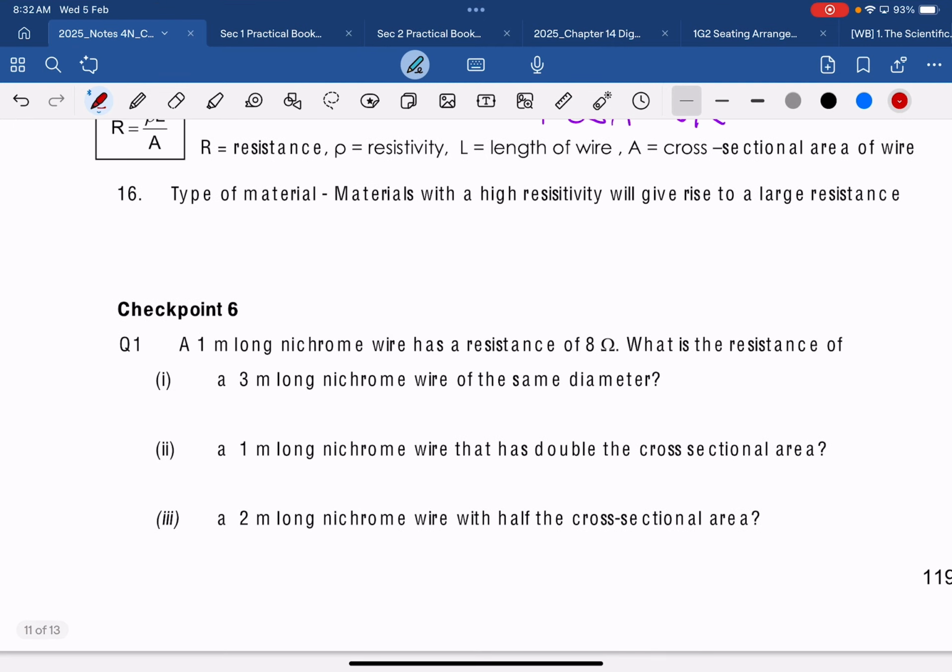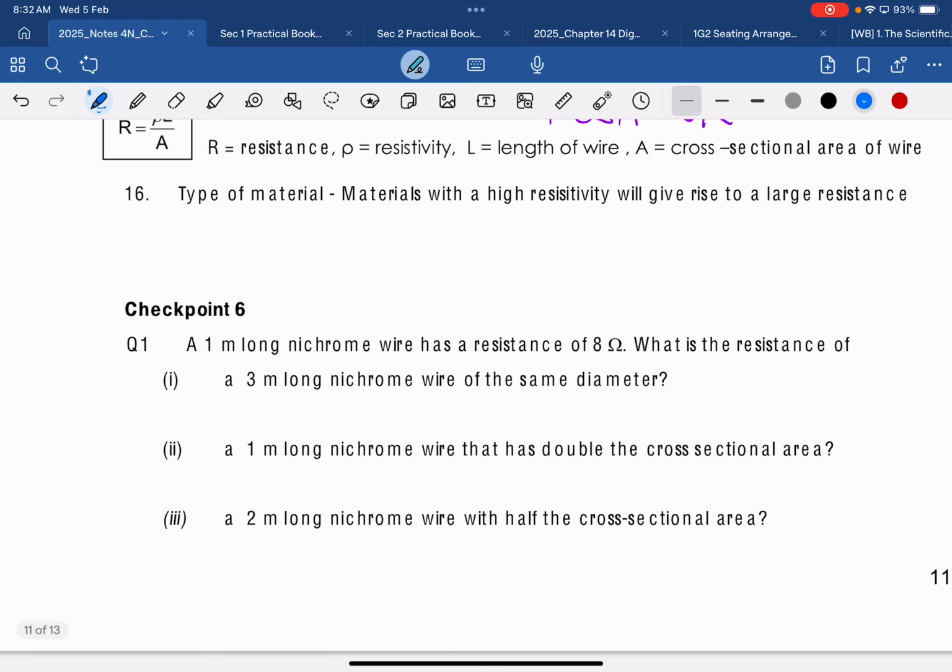Let's do part 1 together, then the other 2 you leave as homework for 5th Feb. So let's do the first one. Now they say this is a nichrome wire, so we know this is the material, nichrome. Then it is 1 meter long, so this is my L. Then it has a resistance of 8 ohm. I'm supposed to find the resistance of this wire, that means I'm supposed to find my R.